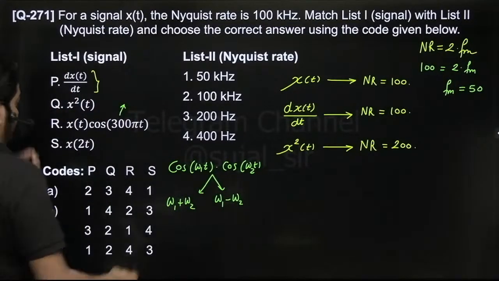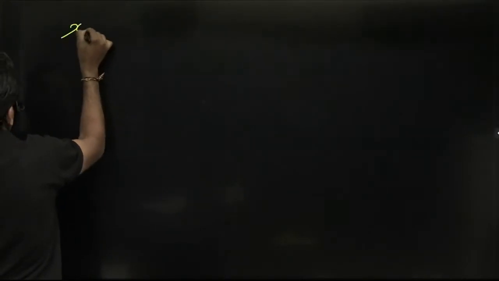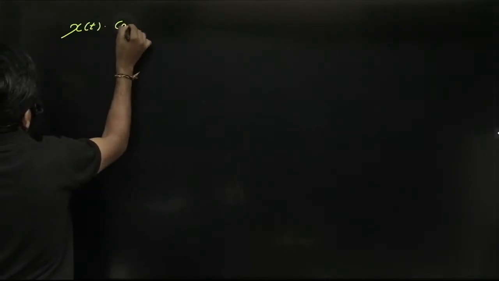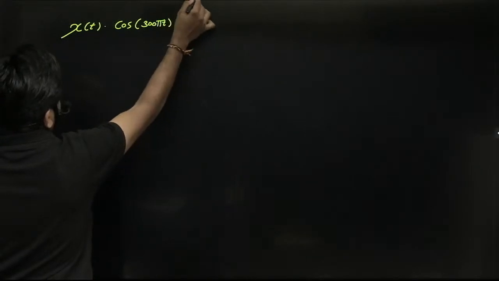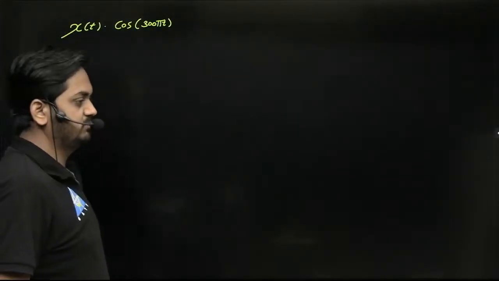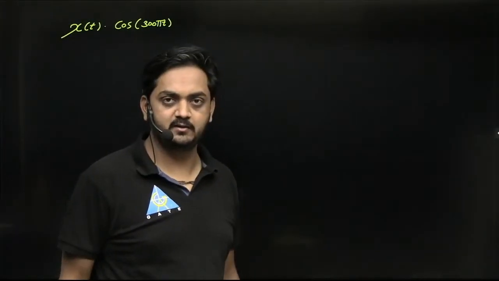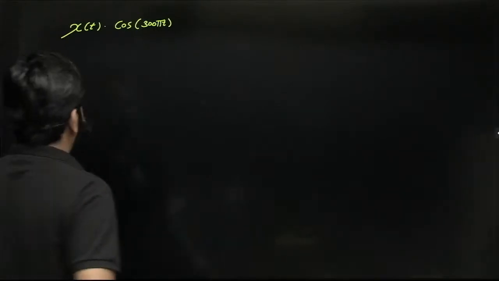So here in the given question, x of t is multiplied with cos 300 pi t, guys. Correct? Already each and every concept I taught in a comprehensive manner in this course, guys. Now these are the extra questions I am providing.